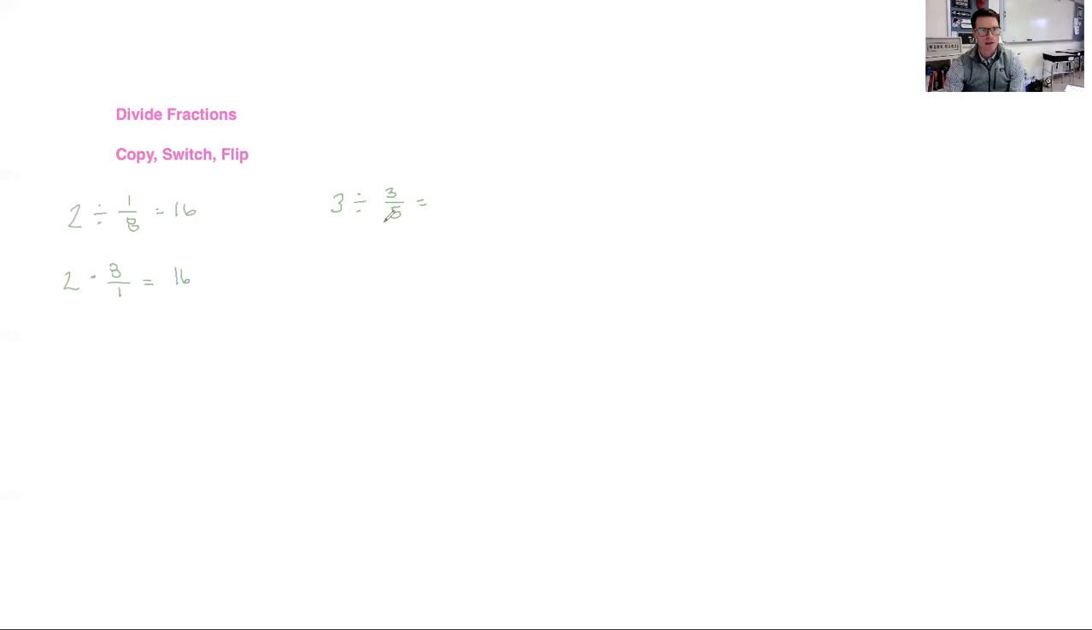Why don't you pause it here? Try this one. All right, welcome back. So again, copy the first number. So 3 stays 3. Switch this to multiply and flip this second number. So that's going to become 5/3. And now I multiply. Again, this is really 3/1. So 3 times 5 is 15. 1 times 3 is 3. Simplify. I get 5. 5 is my answer.